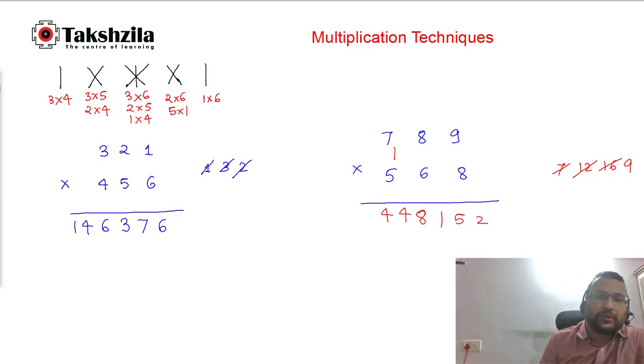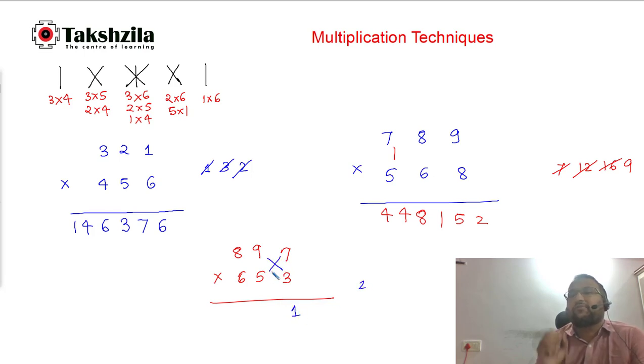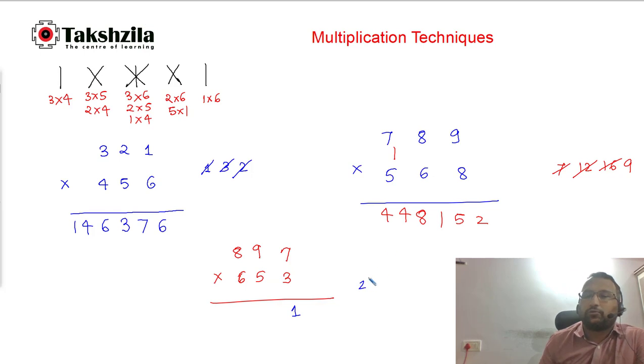Let's try one more. Let's say I want to multiply 897 with, let's say, 653. So let's do this multiplication. So over here, 7 3s are 21, then 9 3s are 27 and 35. 27 plus 5 is 32. 32 plus 30, 62 plus 2, 64.